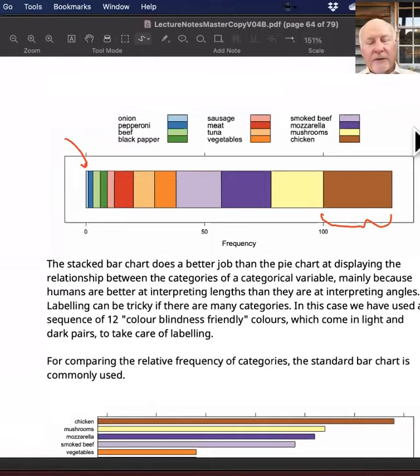So that can be a problem. And then the other issue you can face is color blindness. So color blindness, how common it is depends on gender and ethnicity. It's fairly common in white Anglo-Saxon men like me.